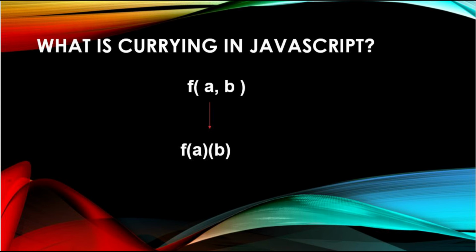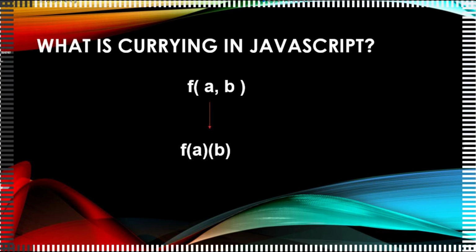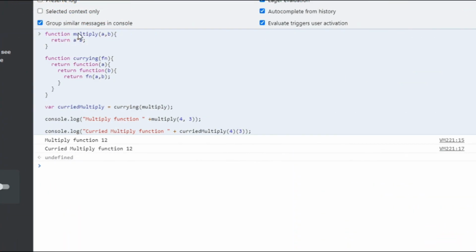Let's see currying in action. For example, here we have a function multiply taking two arguments. Now this multiply function returns the value of multiplying those two numbers. Here I am writing a function curry which takes a function as an argument and internally returns functions with separate arguments.